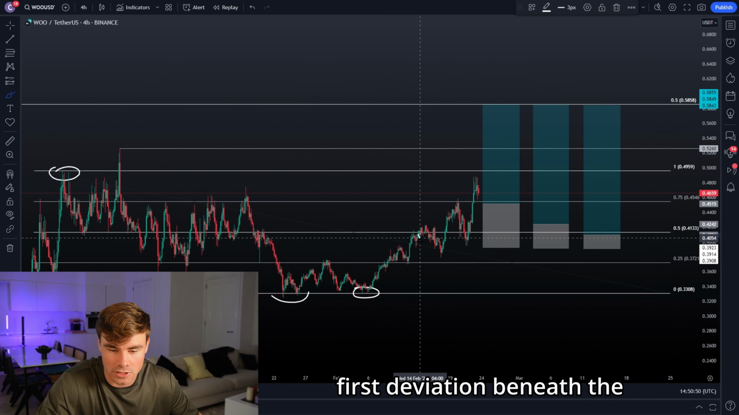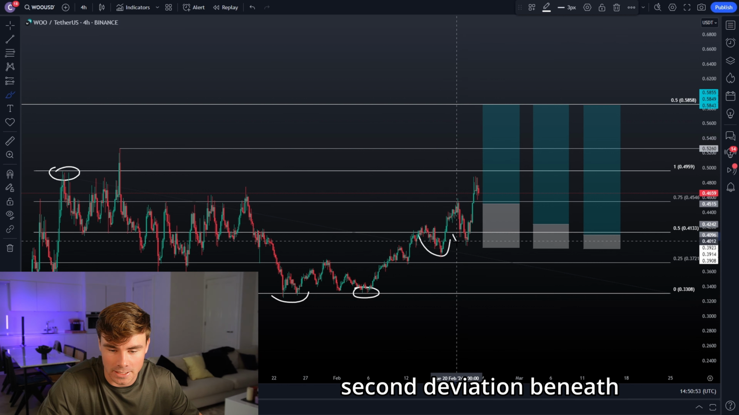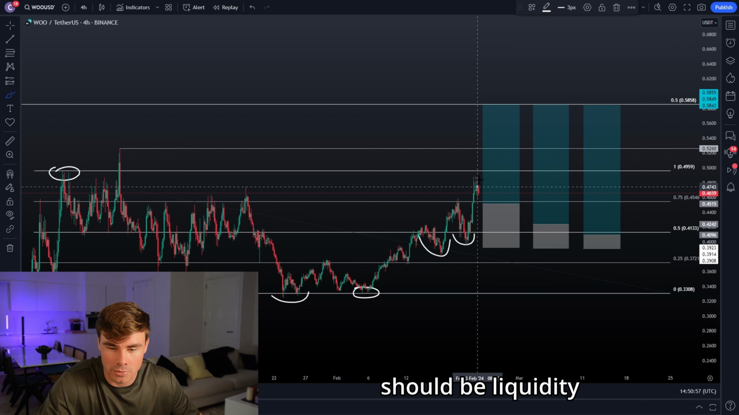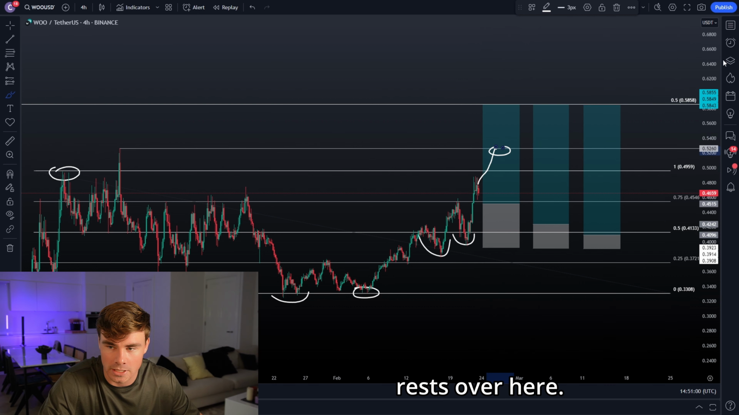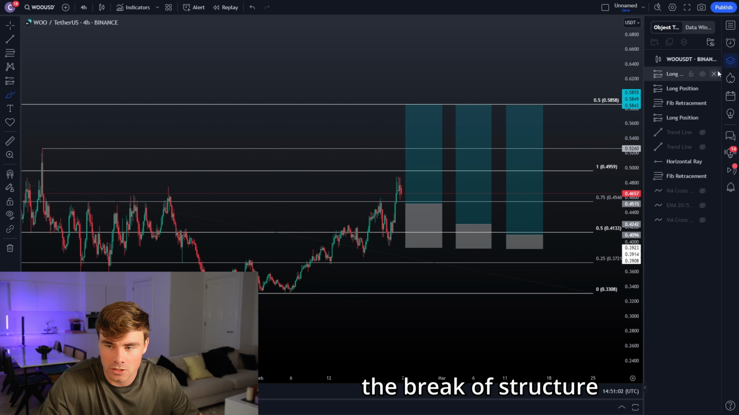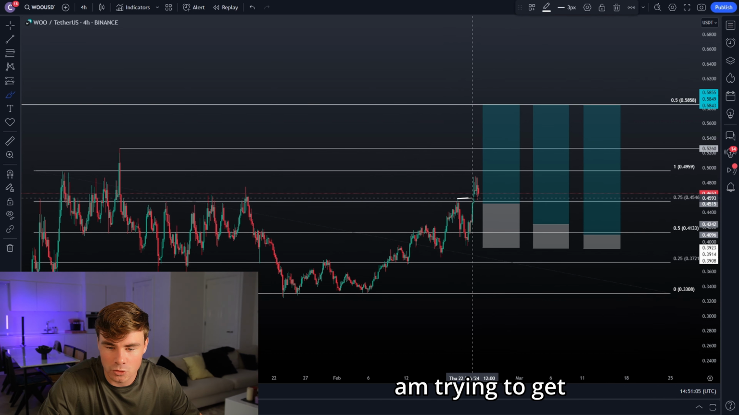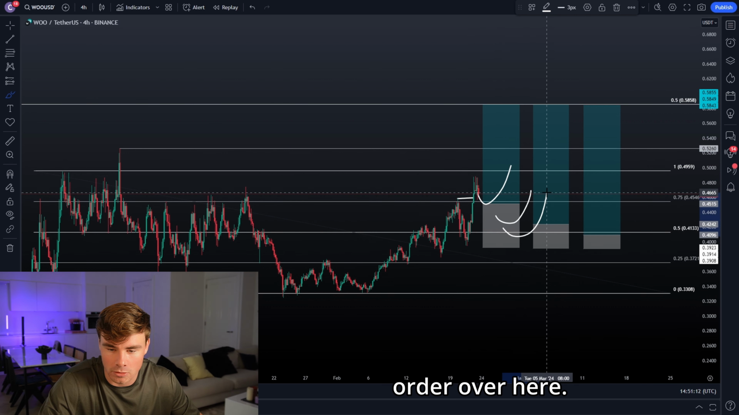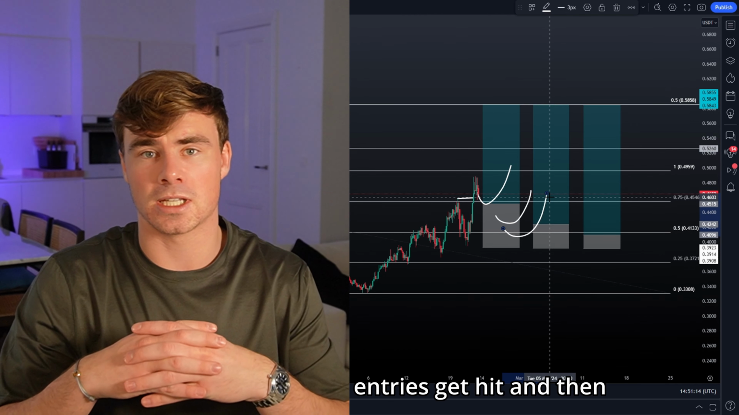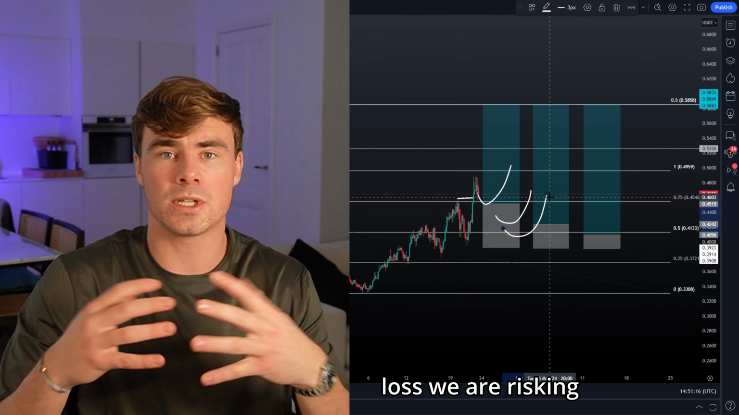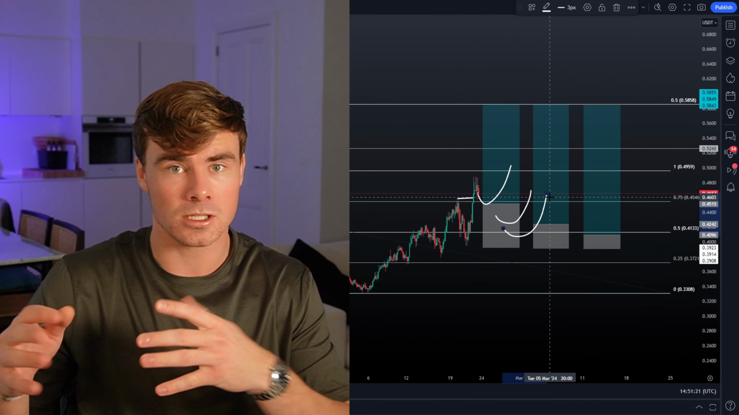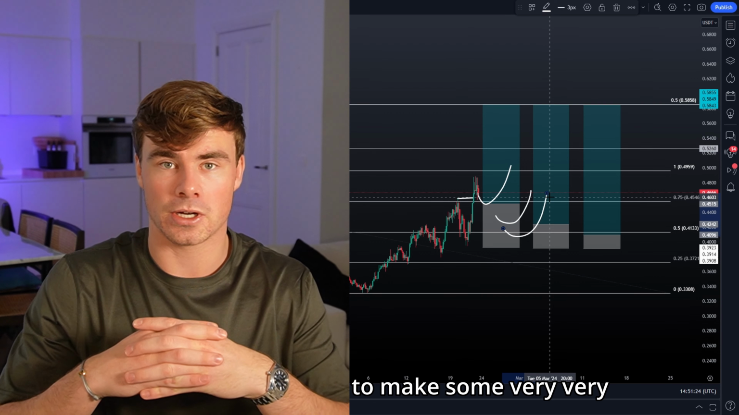Right now we see a first deviation beneath mid-range, followed by a second deviation beneath the mid-range, and then I know according to my system, the next play should be a liquidity pool above the range high, which rests over here. Which means that after the break of structure that we have over here, I'm trying to get in on Woo on a pullback, right? I have an aggressive entry over here, I have our first DCA order over here, and our second DCA order over here, right? If all three entries get hit and then afterwards we hit stop loss, we are risking $20 on the account. But if our entries do get hit and we move towards our take profit target, we are potentially going to make some very nice gains.